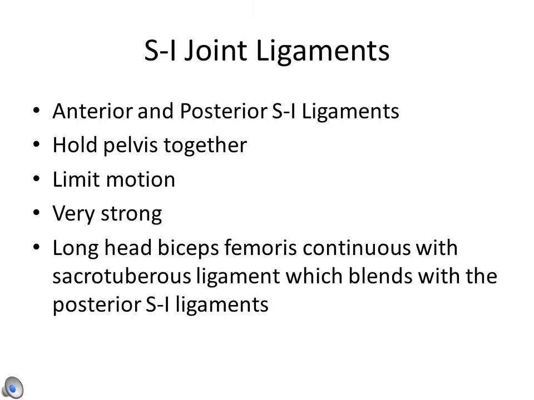The sacroiliac joints are held together by very strong ligaments called the anterior and posterior SI ligaments. The long head of biceps femoris, which is also known as the medial hamstring, is continuous with the sacrotuberous ligament, which blends with the posterior sacroiliac ligament.